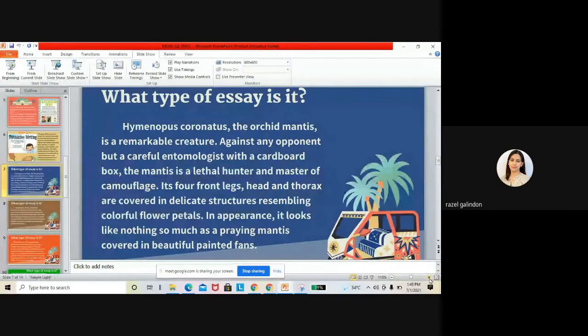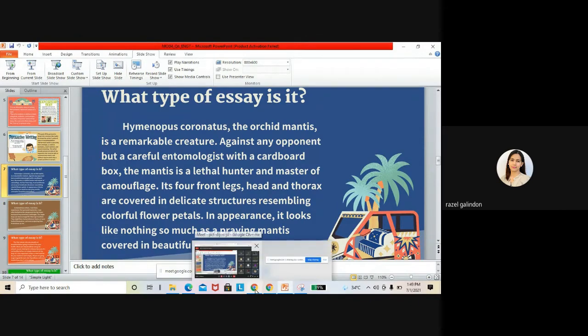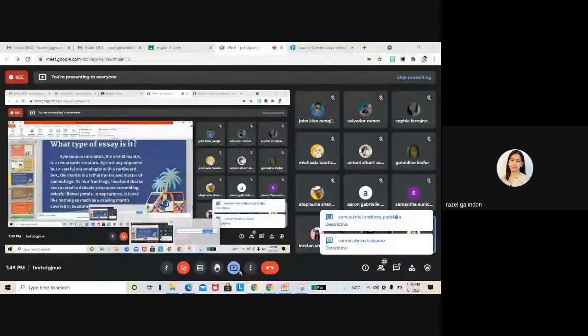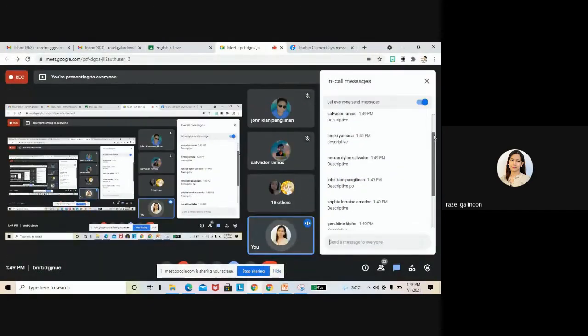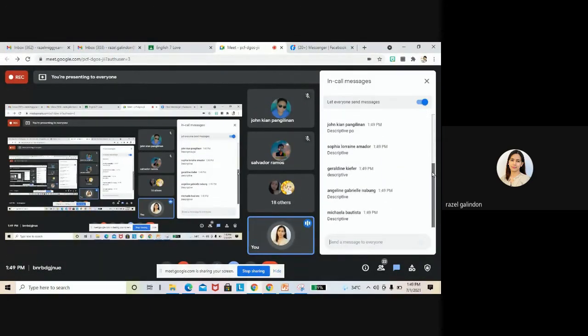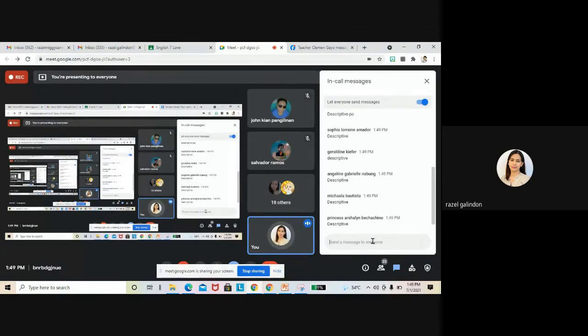Okay, thank you so much, Ian, for reading it very clear. Okay, now, what do you think? Type your answer in the chat box, ha? I will look at the chat box. What do you think? What type of essay is it? Is it narrative? Sorry, persuasive, expository, or descriptive? I see here that all of you answered descriptive. Very good. Okay, your answer is correct. You're right.